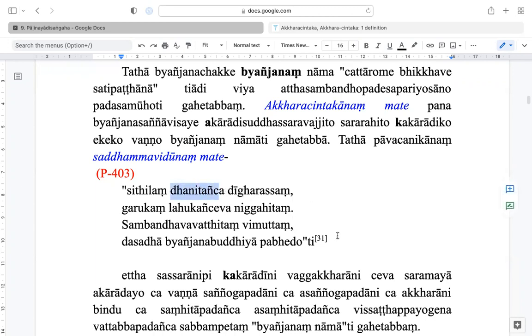So the next one, Diga, is a long vowel sound, Rasa is short, Garuka is heavy, Lahuka is light, and Nigghita is nasal. So Sambanda is actually a conjunct consonant. So before the conjunct consonant, the sound of the short or long vowel is a little bit different from the original sound. So that is Sambanda.